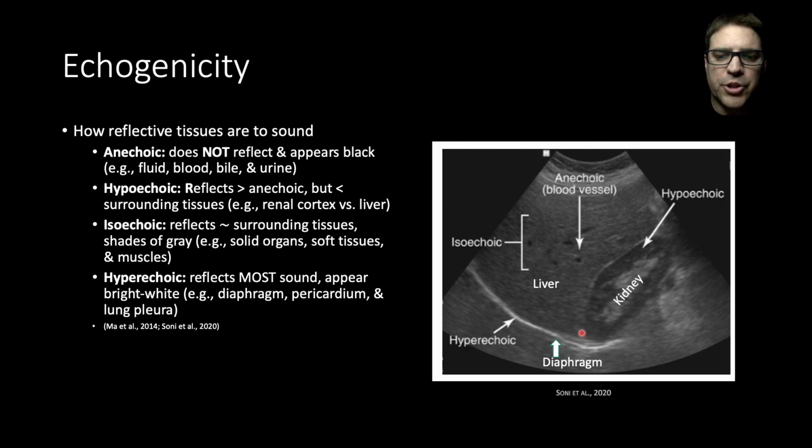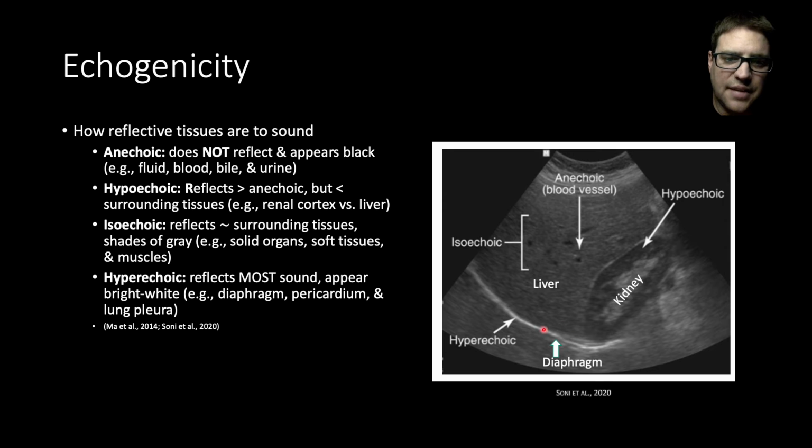Isoechoic tissues or structures reflect sound waves comparable to surrounding structures or tissues. Isoechoic tissues often appear as shades of gray and are commonly seen in solid organs, soft tissues, and muscles. Again, looking back on this picture, as you can see, the liver, other than the anechoic blood vessels, is relatively consistent with itself. There are different little shades of gray throughout, but it's essentially the same. This would be an example of isoechoic tissue.